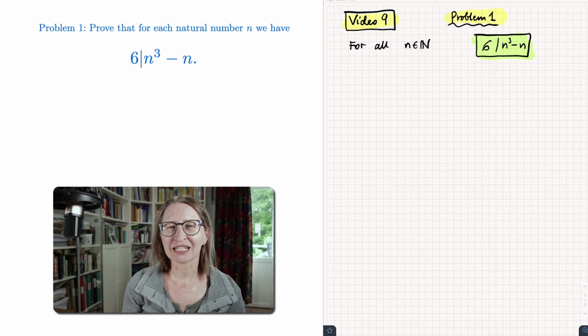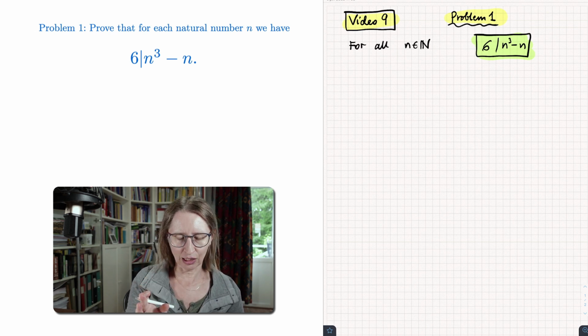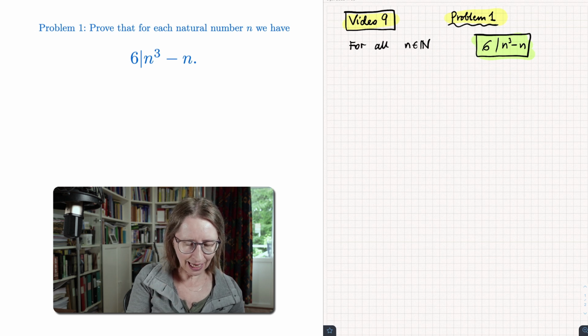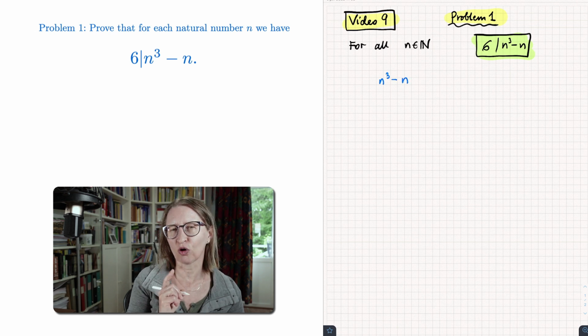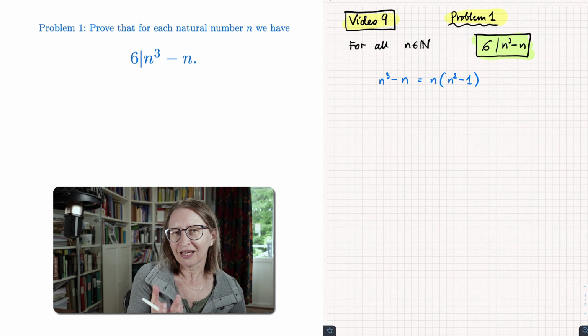And now comes the solution, which is really the nicest solution ever. You see, I take now any natural number n, and I will rewrite n to the third minus n in the following way. I will factor out n, and when I factor out n, in my parentheses, I will end up with n squared minus 1, right? Because n times n squared is n to the third, minus n times 1 is minus n, right?